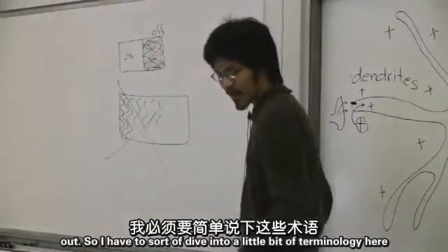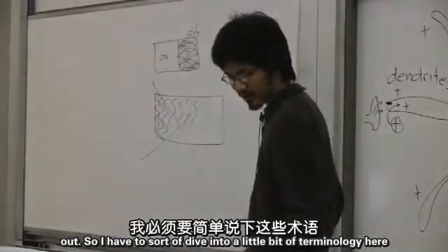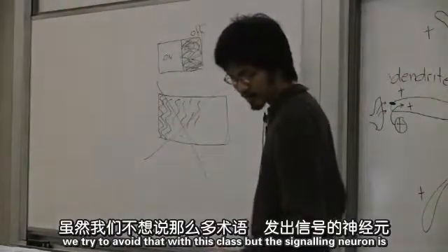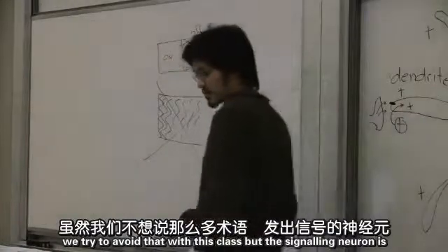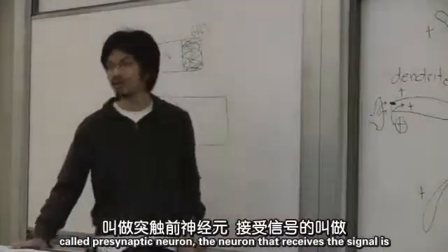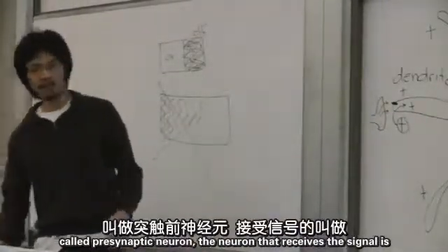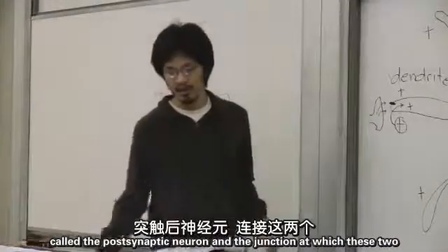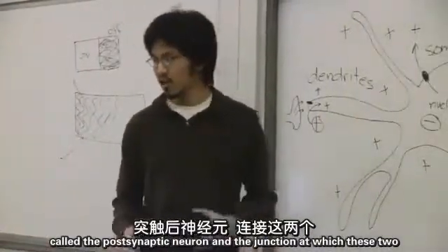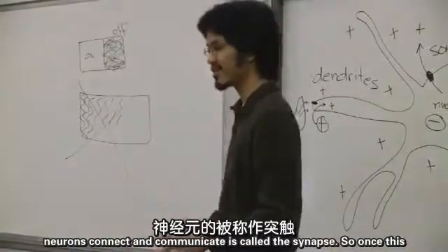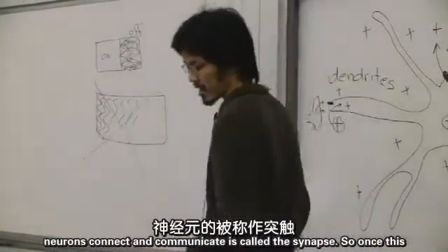So I have to dive into a little bit of terminology here. We try to avoid that with this class. But the signaling neuron is called the presynaptic neuron. The neuron that receives the signal is called the postsynaptic neuron. And the junction at which these two neurons connect and communicate is called the synapse.